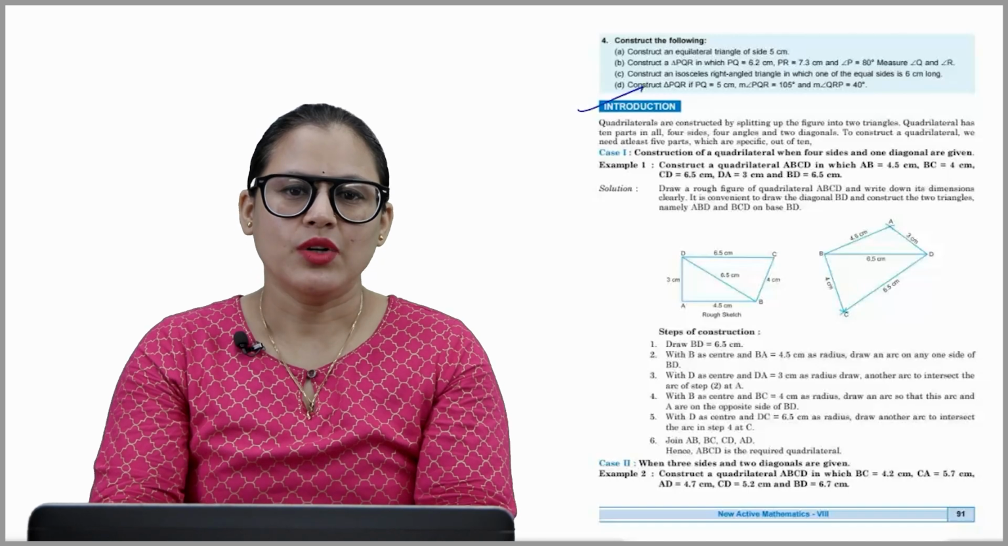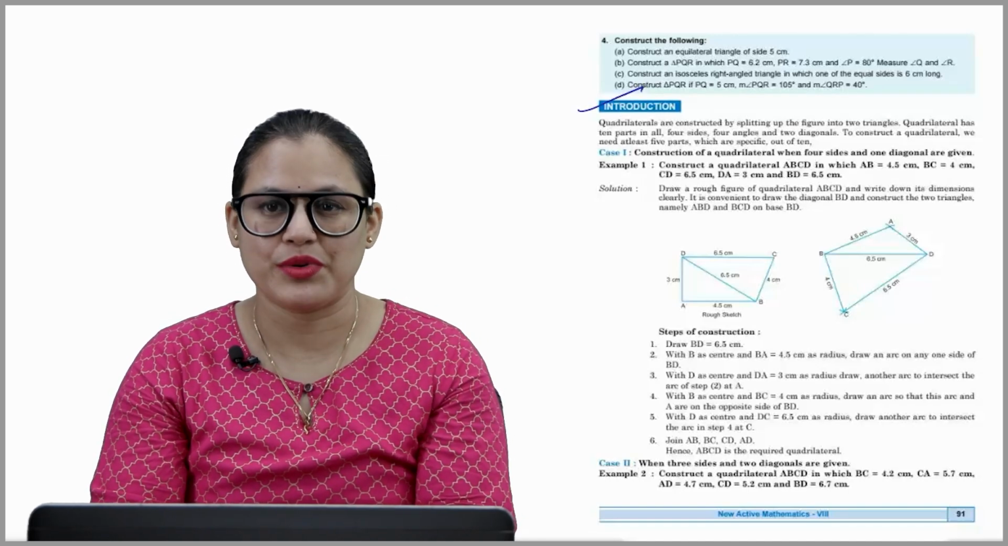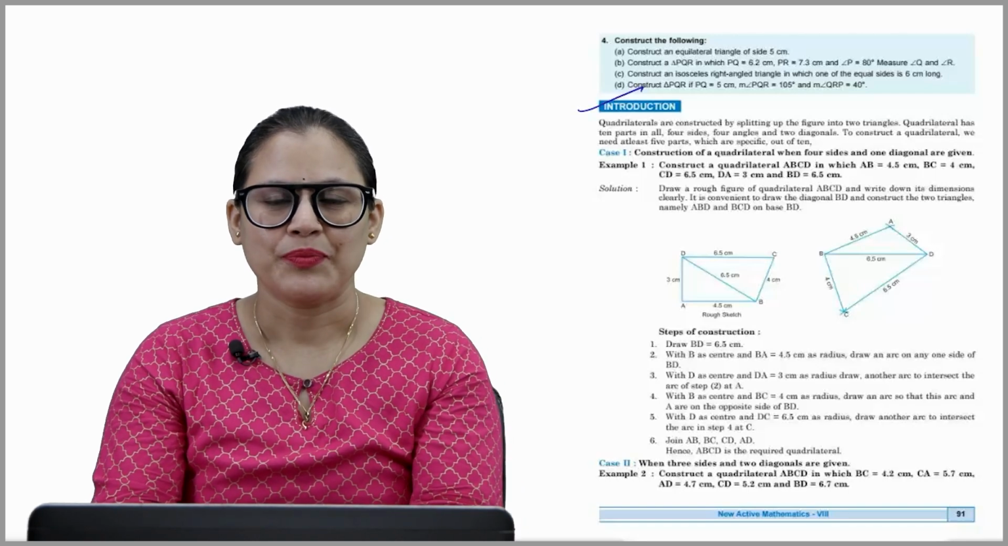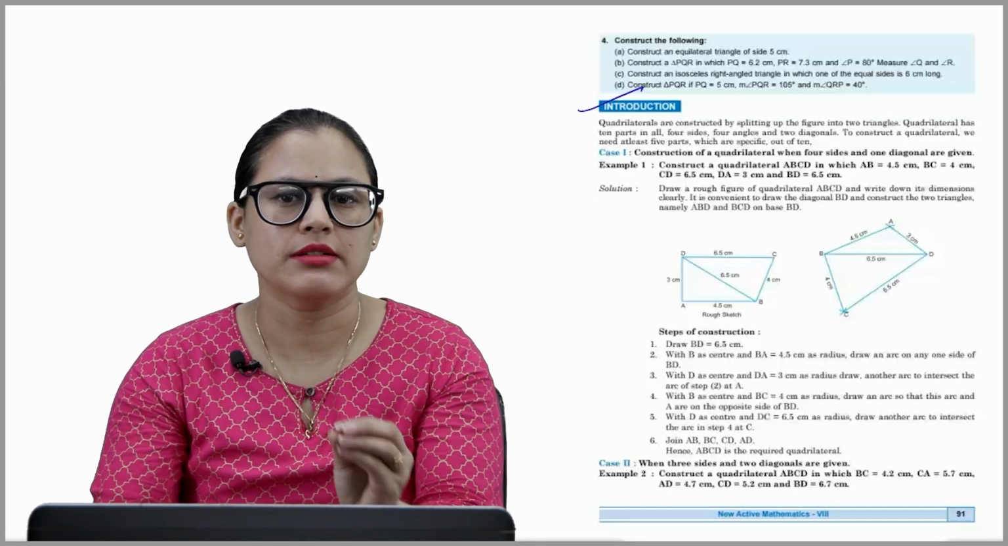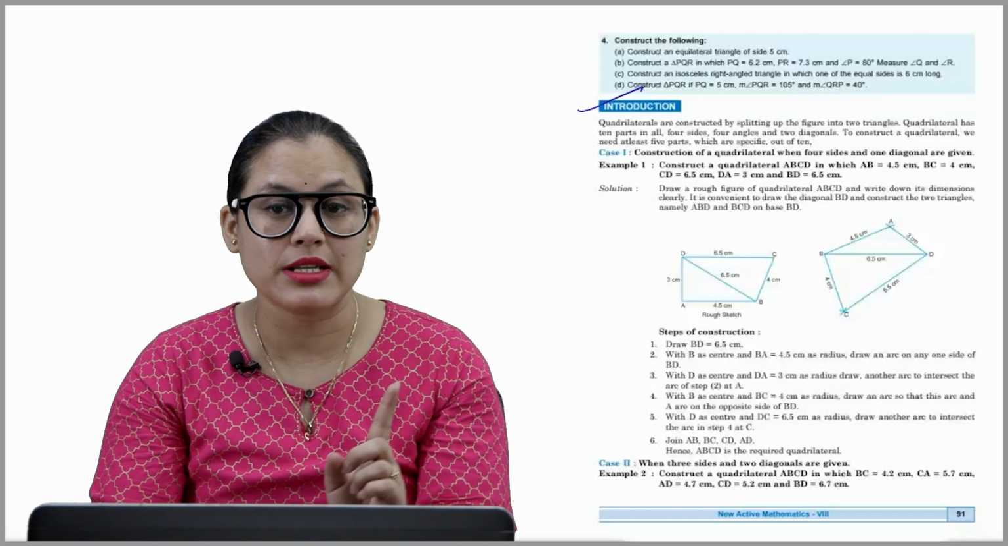Introduction first. Quadrilaterals are constructed by splitting up the figure into two triangles. A quadrilateral has 10 parts in all: 4 sides, 4 angles and 2 diagonals. To construct a quadrilateral, we need at least 5 specific parts out of 10. Case 1: construction of a quadrilateral when 4 sides and 1 diagonal are given.